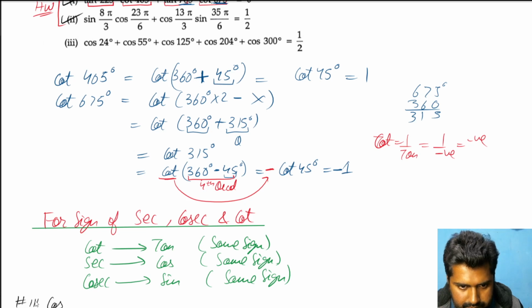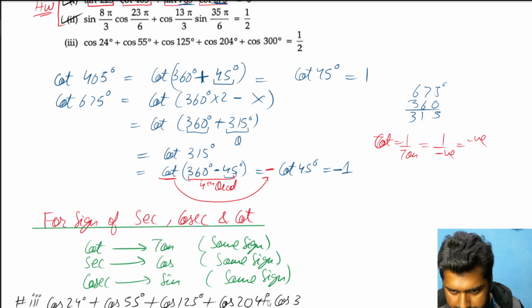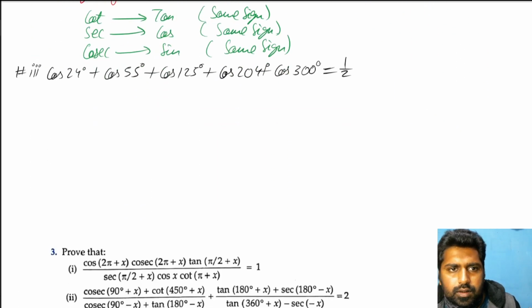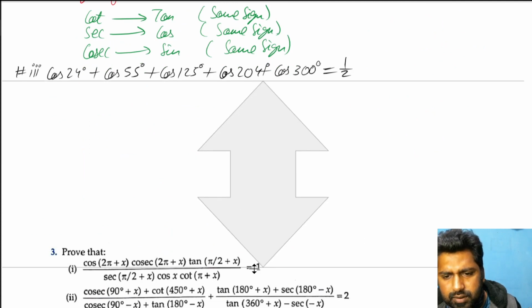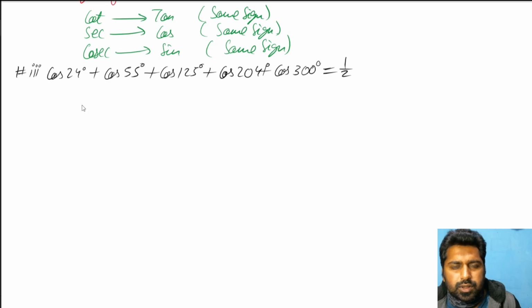cos 24, cos 55, cos 125, cos 204, cos 300 is equal to... he is saying prove it to be 1 by 2, although in MCQs you will get find the value of it. So any question can be formulated in terms of an MCQ.